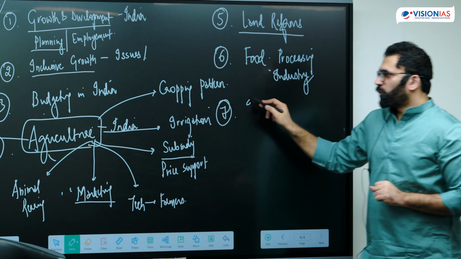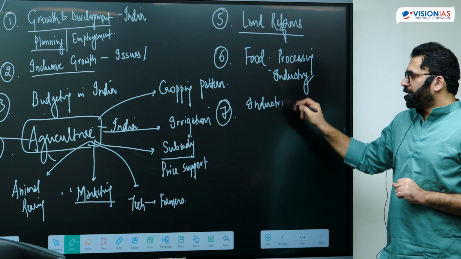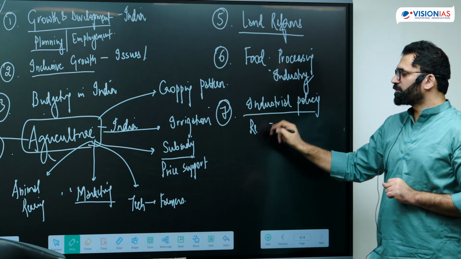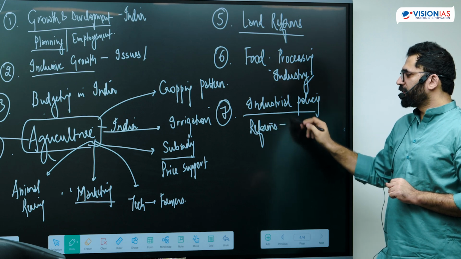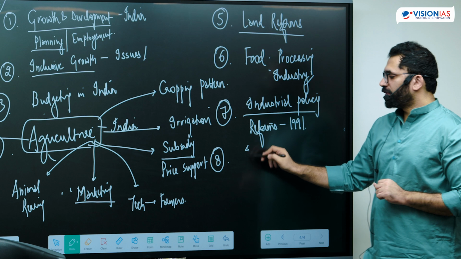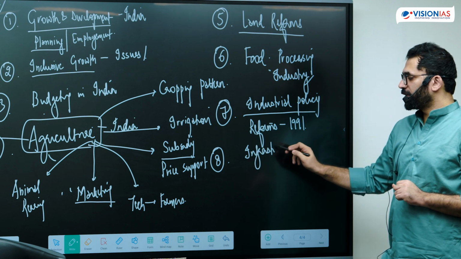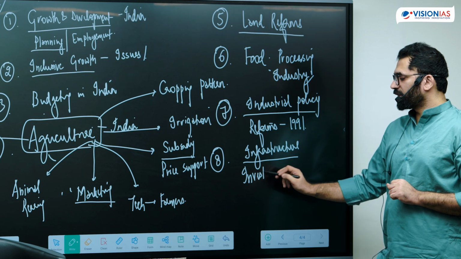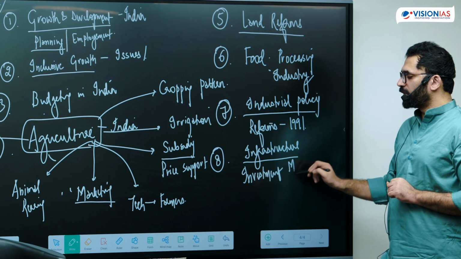Then another topic is what the industrial policy in India has been from independence. What are the reforms that happened in India, especially the reforms of 91? And finally, the topic of creation of infrastructure. And a related topic of infrastructure is how infrastructure gets built, what the investment models are.